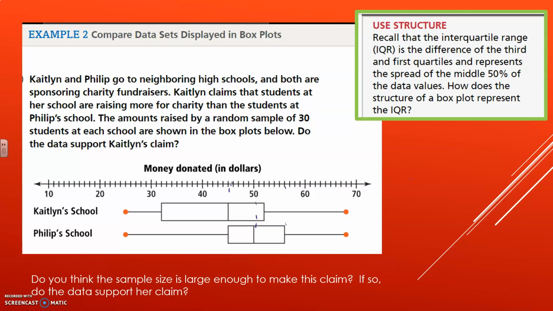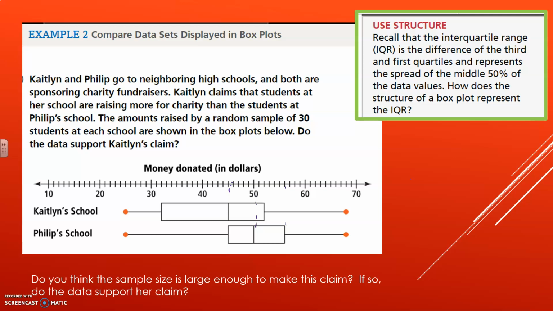Caitlin and Philip go to neighboring high schools, and both are sponsoring charity fundraisers. Caitlin claims that students at her school are raising more for charity than students at Philip's school. So Caitlin thinks her school is winning. The amount raised by a random sample of 30 students at each school are shown in the box plots below. Do the data support Caitlin's claim?